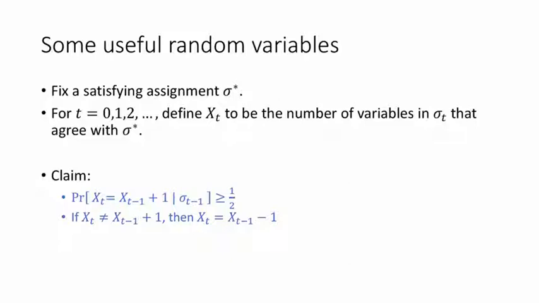So now I claim the following. I claim that with probability at least 1/2, x sub t is going to be equal to x sub t minus 1 plus 1, conditioned on sigma t minus 1, the assignment that we already have. Further, if x sub t is not equal to x sub t minus 1 plus 1, then it's going to be equal to x sub t minus 1 minus 1. Let's see a quick proof.